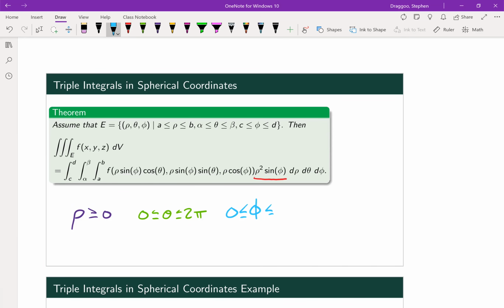It's going to bounce between 0, which would be straight up the z-axis, but we only need to do half of a circle with phi. So it's only going to go from 0 to pi. Pi would be going straight down the z-axis.